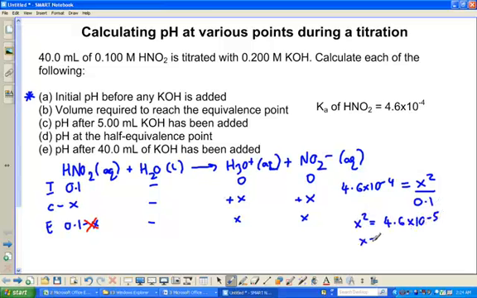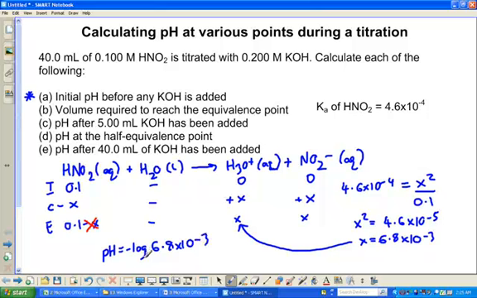If you take the square root of that, what you get is something approximating 6.8 times 10 to the negative 3. So that means your equilibrium H3O+ concentration is 6.8 times 10 to the negative 3 molar. So the pH of that acid to begin with is simply the negative log of 6.8 times 10 to the negative 3, which turns out to be 2.16. So that is the initial pH of our acid.